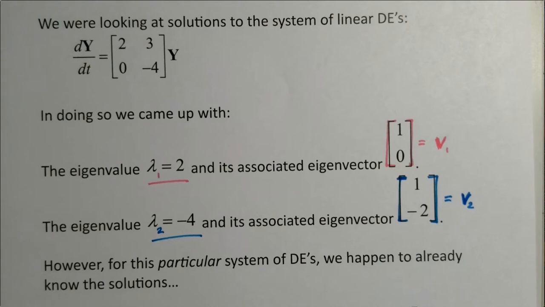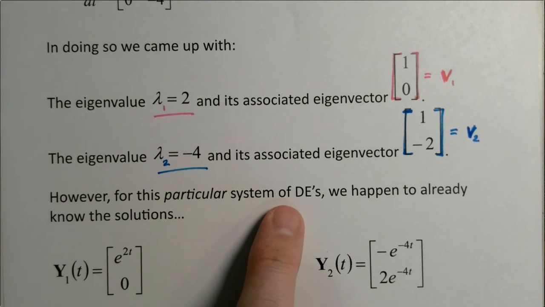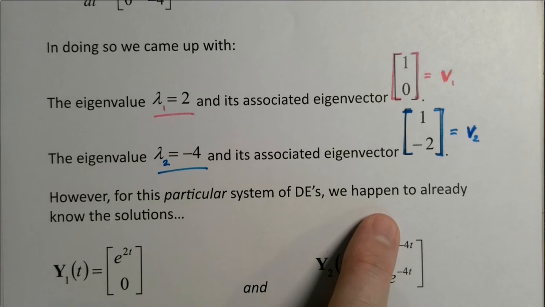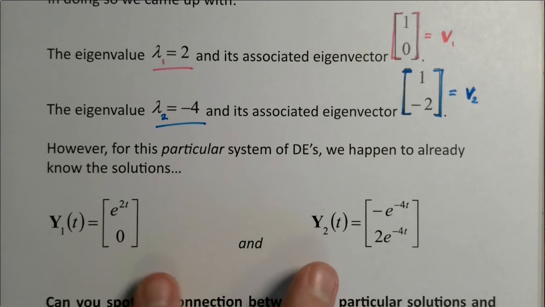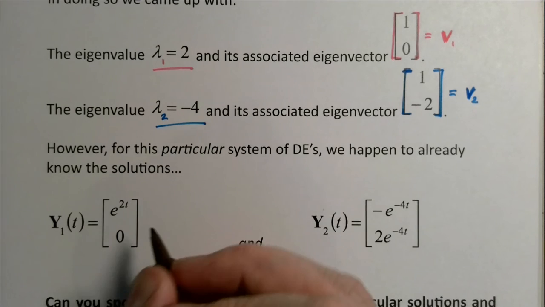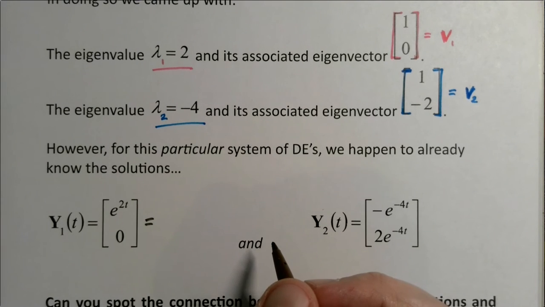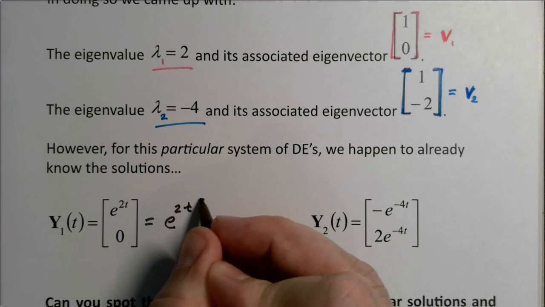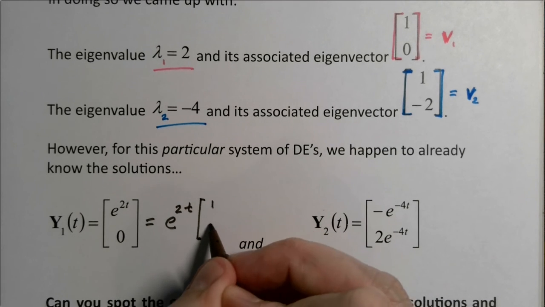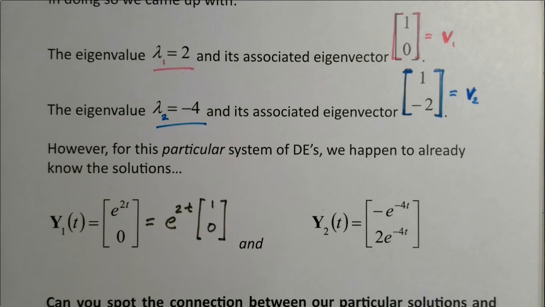But wait, because we know for this particular system of differential equations, we happen to know these 2 solutions. Now take a close look at this. I'm going to write this in a different color so it stands out a little bit. I'm going to rewrite this. We saw that we could factor this as e to the 2t times the vector (1, 0). See anything familiar?